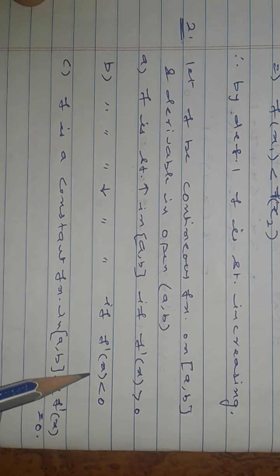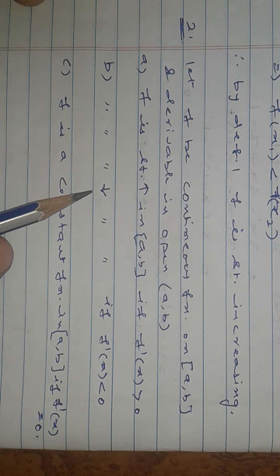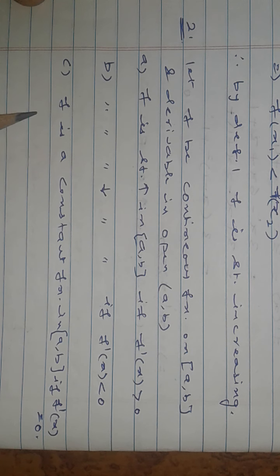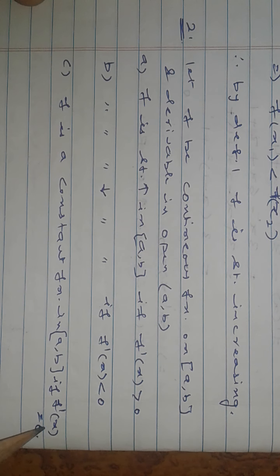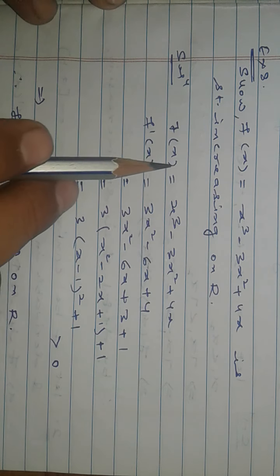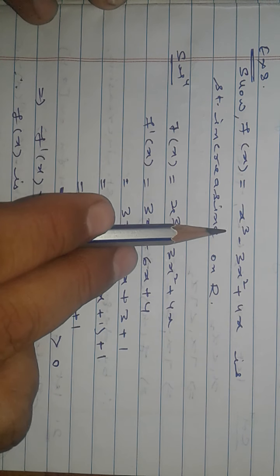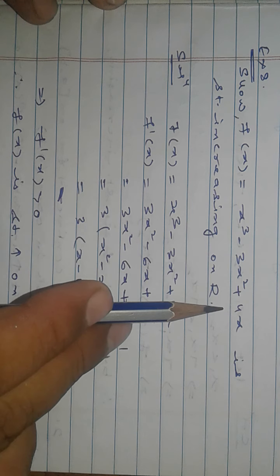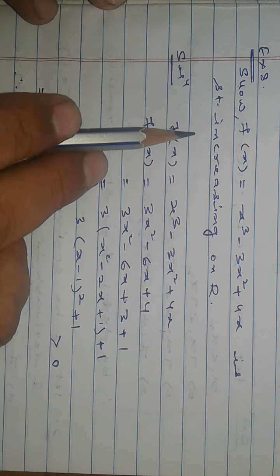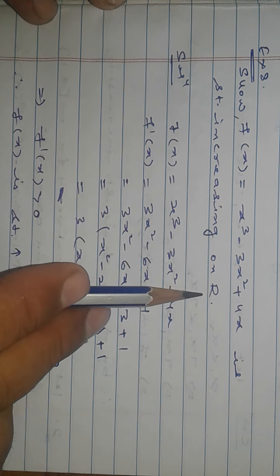अगर डेरिवेटिव नेगेटिव है तो फंक्शन स्ट्रिक्टली डिक्रीजिंग हो गया, और अगर f कांस्टेंट फंक्शन है तो डेरिवेटिव ऑब्वियसली आपको पता है ज़ीरो होता है. Example for this: you are given a function x cube minus 3x square plus 4x, and we have to show that this is strictly increasing function on R.